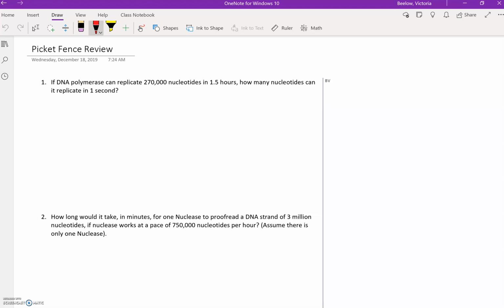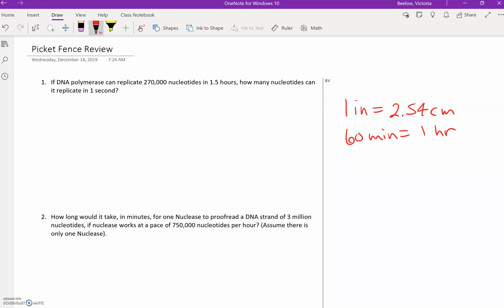Now, essentially what a picket fence is, that's the term that I use, it is a conversion. So we're converting from one unit into a different unit. And in order to do that, we have to figure out what we are going to start with and what unit conversion factors we are going to use. For example, a unit conversion factor would be 1 inch equals 2.54 centimeters, or 60 minutes equals 1 hour.